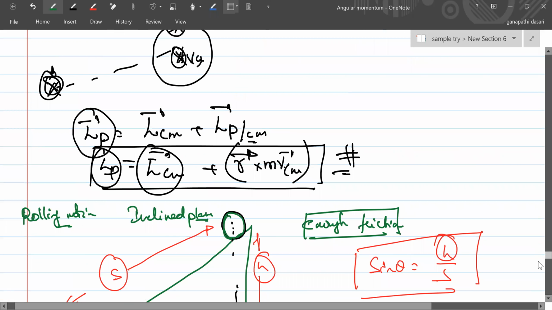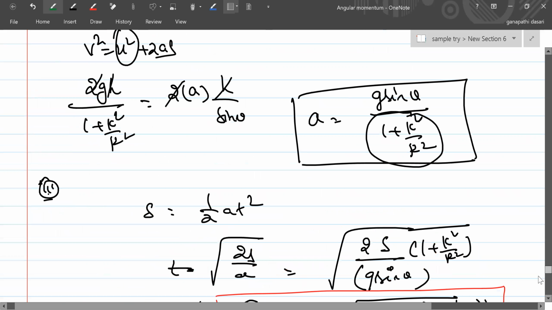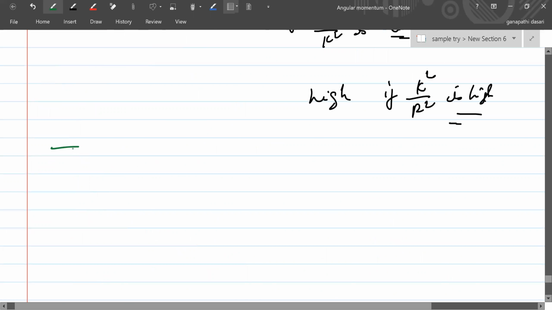So now this is the end of this lecture on rotational motion. If there are any doubts, you can ask me after solving. Understood, sir.